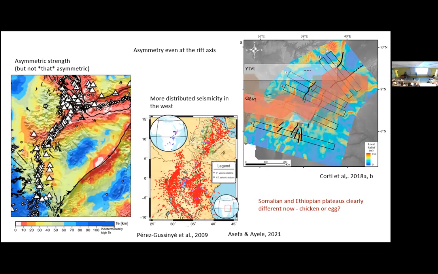And there's also, to an extent, more seismicity in the western parts of the plateau, this is a relatively recent compilation, and it shuts off pretty quickly going into the Somalian plateau. But it doesn't look the same as what we're seeing at depth.